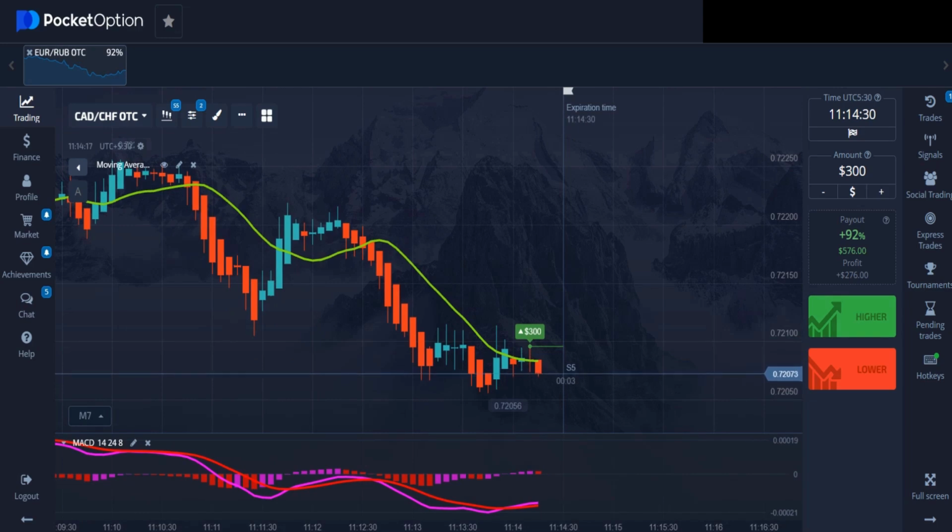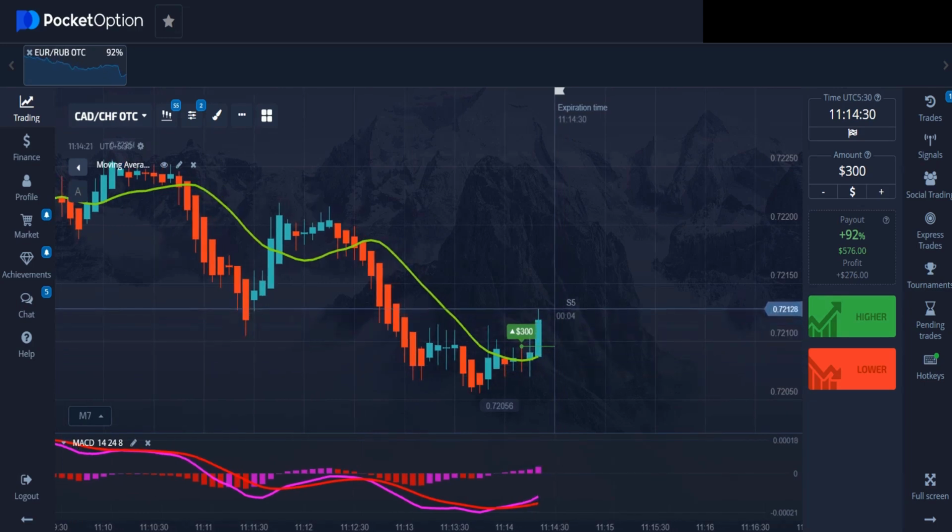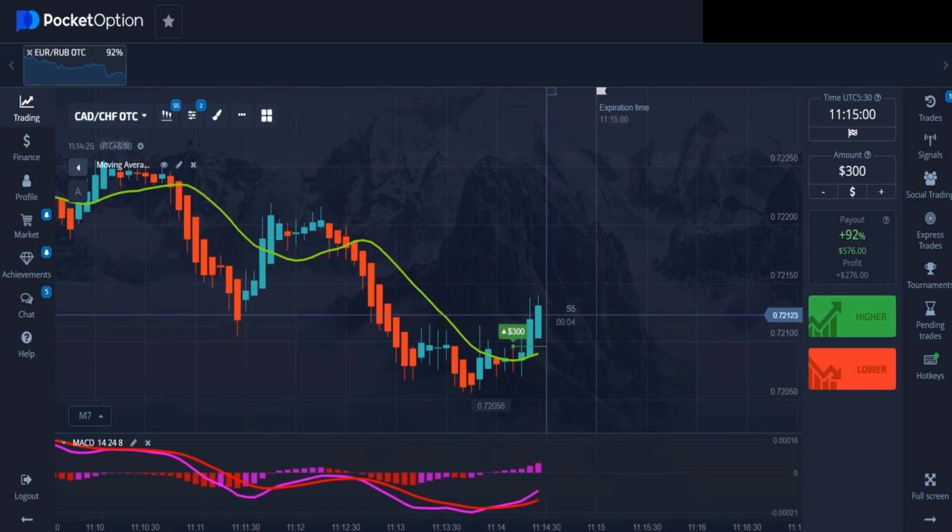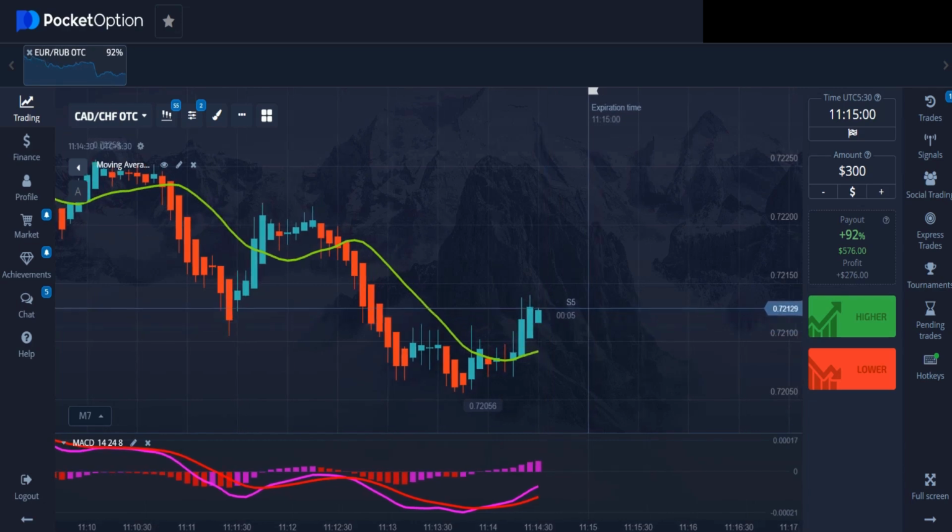Let me show you why this setup is so promising. The blue Heikin Ashi candle has broken above the SMA line. Meanwhile, the red signal line on the MACD indicator has crossed below the blue MACD line and is now moving upward. We've won this trade as well.